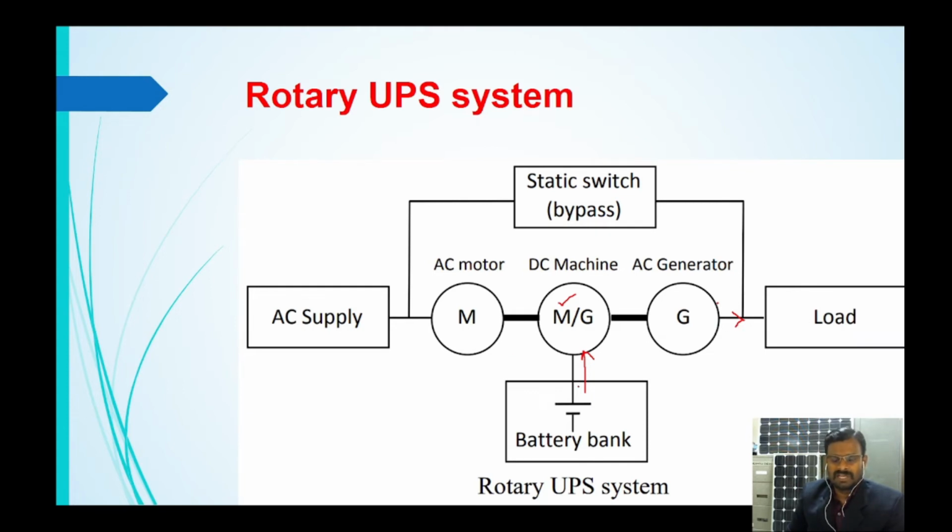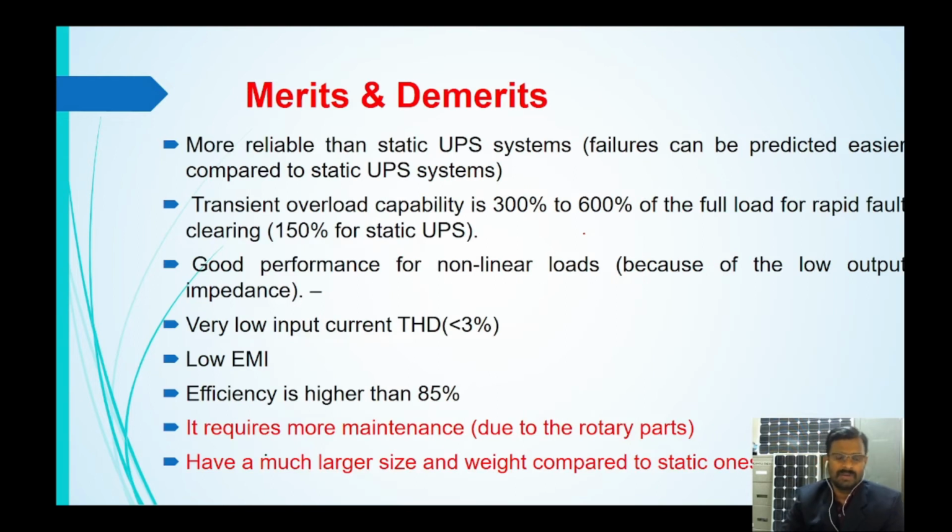Right? So in case of any maintenance work for the battery or motor generator set or AC motor, we can have the bypass supply through the static bypass switch. So this is about a rotary UPS system. It has its own advantages. As I told you, it is more reliable than static UPS system. It is a mechanical device, electromechanical device, of course.